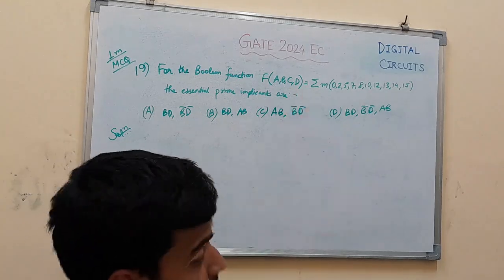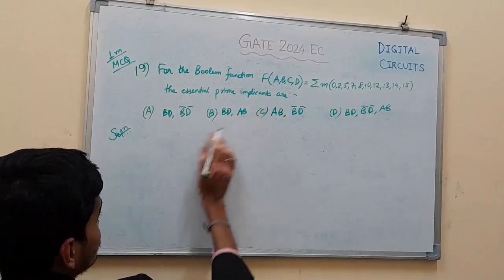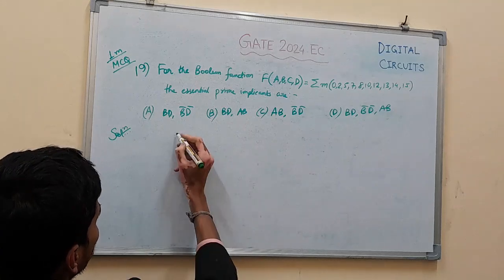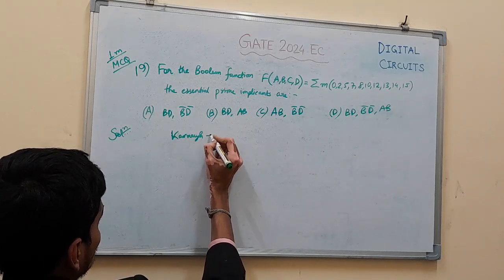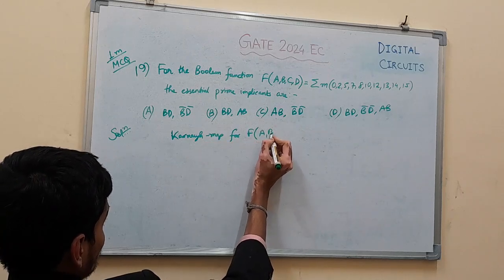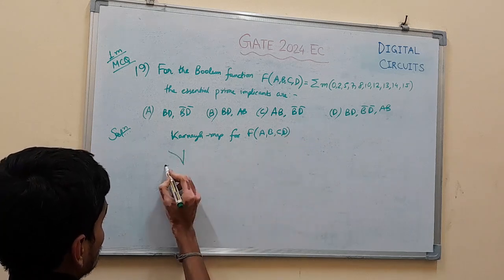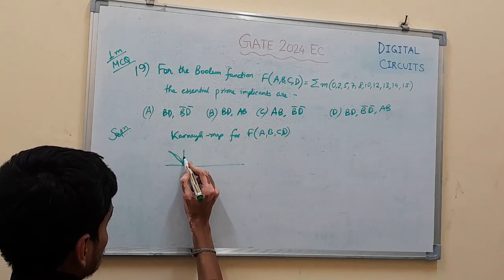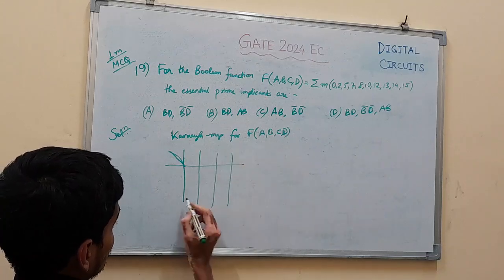The Boolean function f of ABCD is represented as the sum of minterms, as you can see. So sum of minterms are here, and we basically draw a Karnaugh map for f of ABCD. Let's draw it. The Karnaugh map will contain 16 entries, 2 to the power 4 entries, as there are 4 variables.